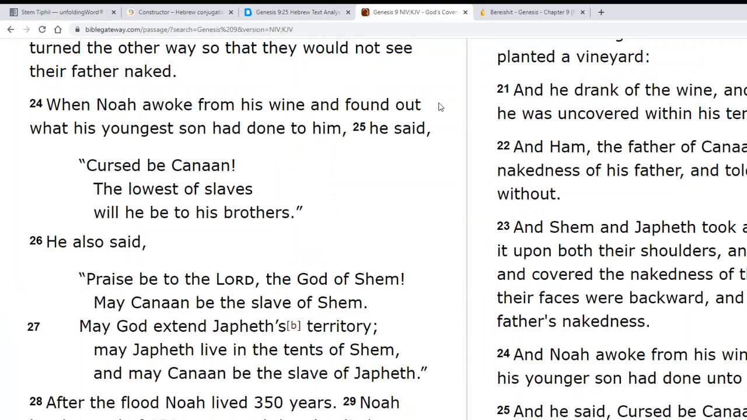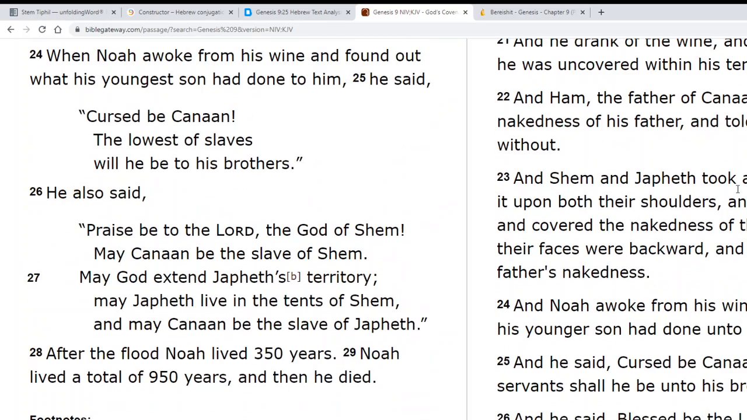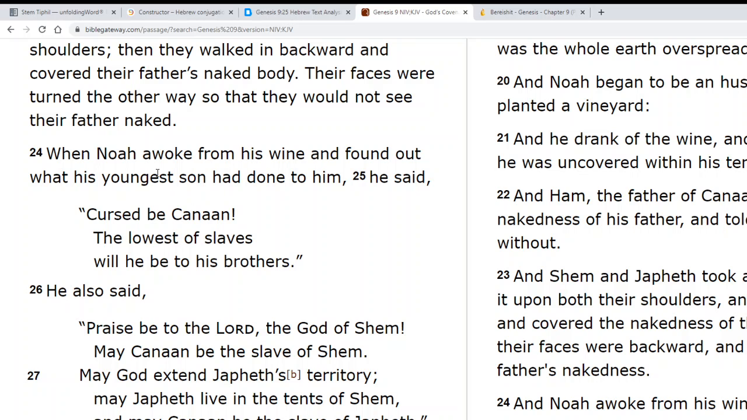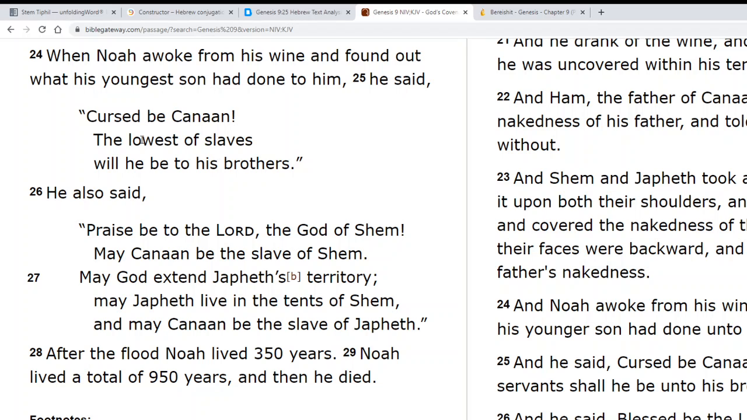Let's look at verse 9:25. And he said, cursed be Kenan, a servant of servants shall he be unto his brother. Okay, verse 25 in the NIV: When Noah awoke from his wine, he said, cursed be Kenan, the lowest of slaves. So they're saying Eved Avadim, right? This lowest of slaves. They're translating that repetition as an emphasis.